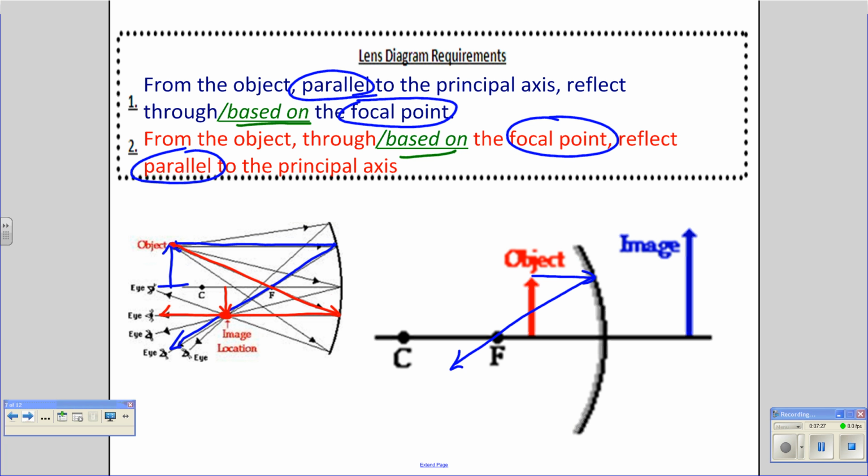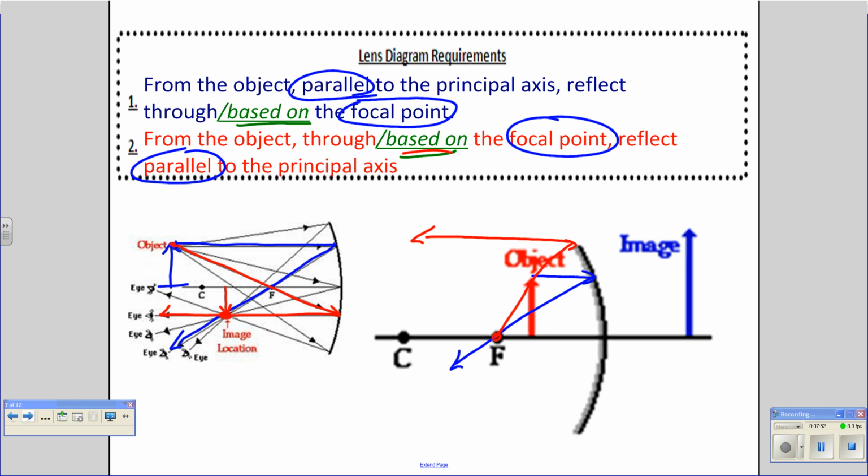What I can't do is number two. I can't go through the focal point and then reflect parallel. But what I can do is what I have there in green, which goes through as if it was the focal point. So you start at the focal point and pretend that if I was a light ray going through the focal point, that is where I would intersect. And then I would come out parallel.